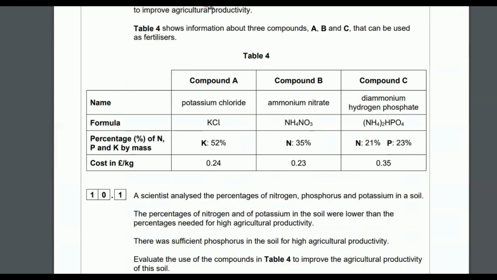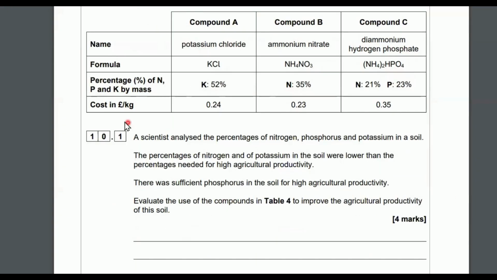Right, to improve agricultural productivity, Table 4 shows information about 3 compounds, A, B, and C, that can be used as fertilizers. So this is one of those long ones where you've got to use the table and evaluate and say the benefits of using the different compounds to grow your crops. A scientist analyzed the percentage of nitrogen, phosphorus, and potassium in the soil. The percentage of nitrogen and potassium in the soil are low, so this means the farmer needs potassium and nitrogen. However, they had enough phosphorus. Evaluate the use of these compounds to improve the agricultural productivity of the soil.